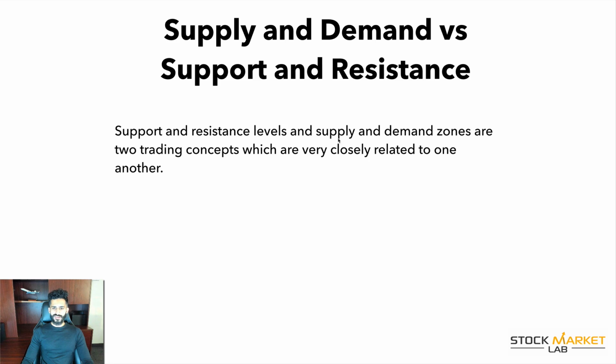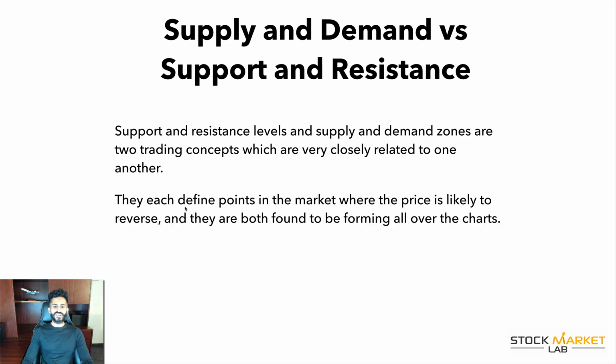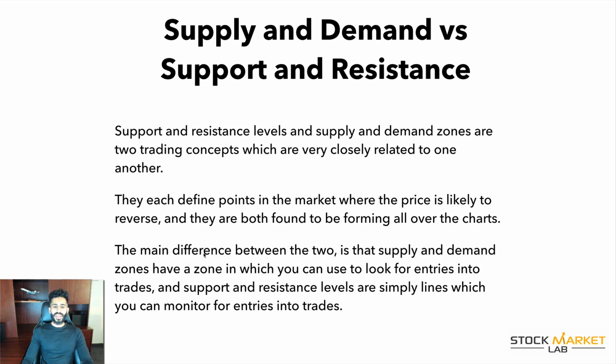Support and resistance levels and supply and demand zones are two trading concepts which are very closely related to one another. They each define points in the market where the price is likely to reverse, and they are both found forming all over the charts. The main difference between the two is that supply and demand zones have a zone which you can use to look for entries into trades. The support and resistance levels are simply lines which you can monitor for entries into trades. They're both the same concept, but the area is a little bit different.